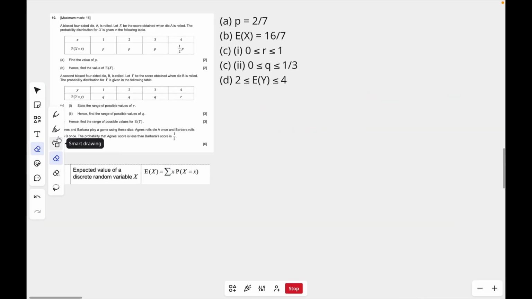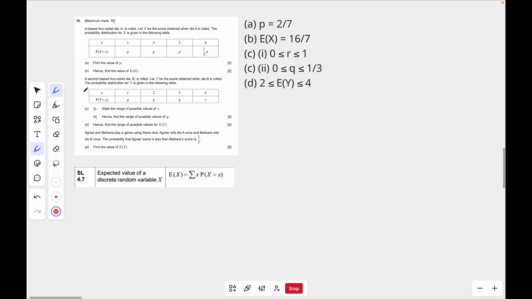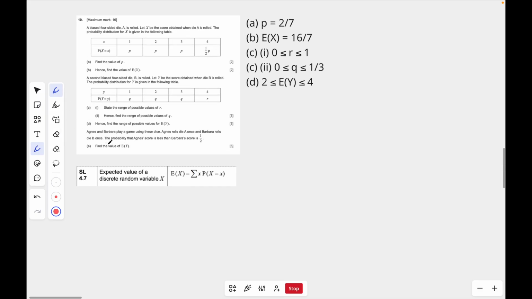The final part of question 10 presents us with a scenario in which we have two players, Agnes and Barbara, who play a game using these dice. Agnes rolls die A once and Barbara rolls die B once, and we are given that the probability that Agnes's score is less than Barbara's score is 1 over 2. Based on this information, we have to calculate the expected value of Y.